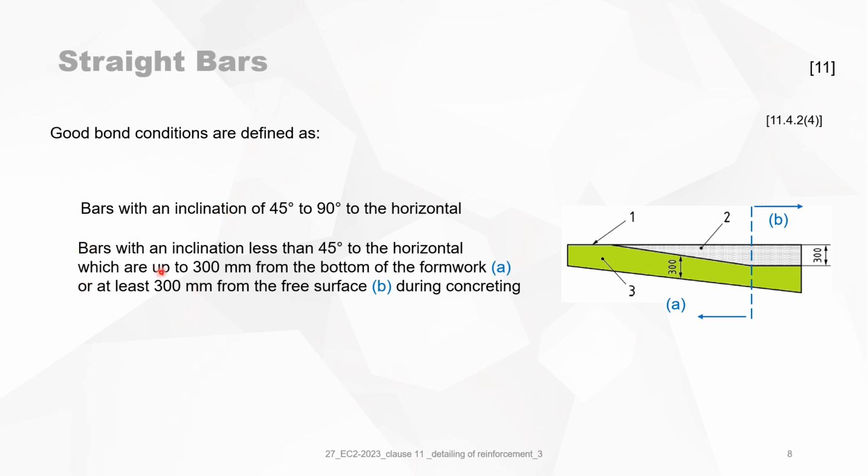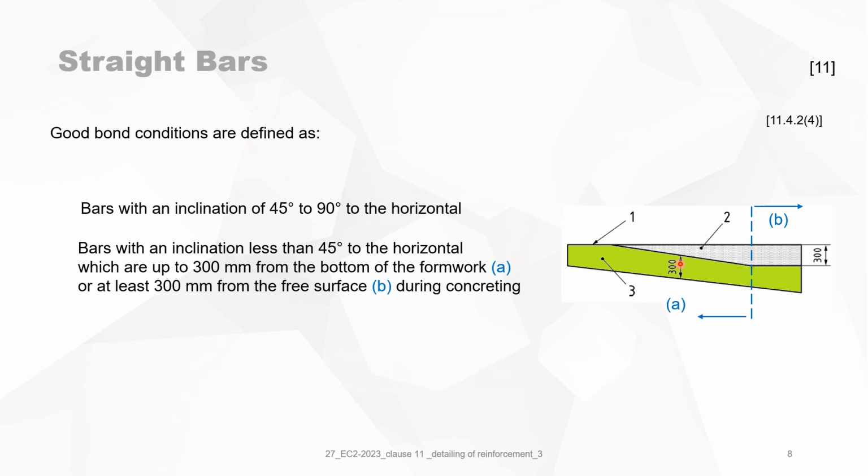Or bars with an inclination less than 45 degrees to the horizontal, which are up to 300 millimeters from the bottom of the formwork and at least 300 millimeters from the free surface during concreting. So I added A and B to it. And when you look at this little picture, you will see condition A is on the left-hand side, which means up to 300 millimeters from the bottom of the formwork. It does not say horizontal, it's the bottom of the formwork.